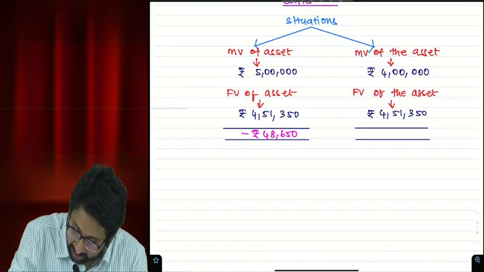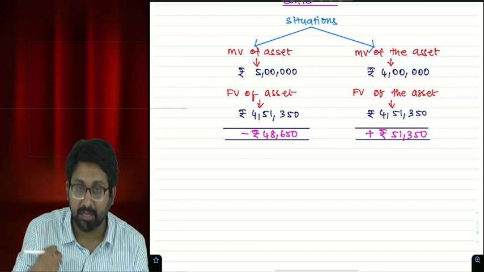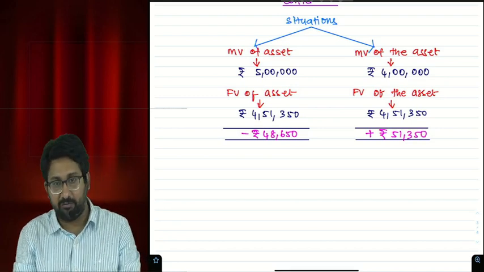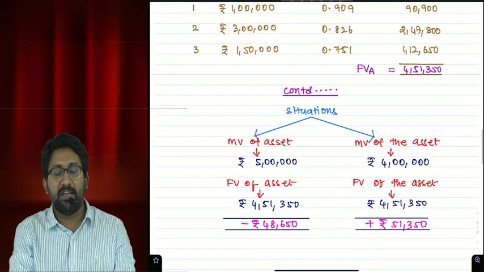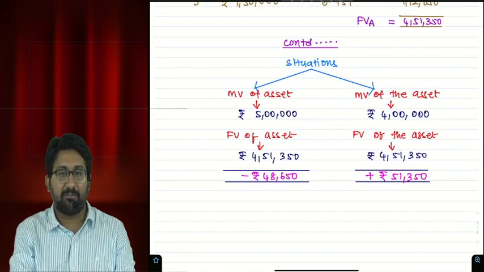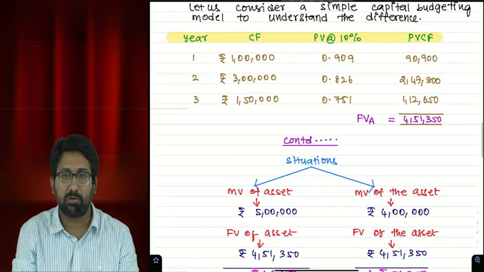Therefore, here I have a benefit flowing to me of 51,650.350. This is called NPV calculation. NPV is nothing but the calculation of the difference between fair value and the market value, or market value and the fair value, as you can consider.